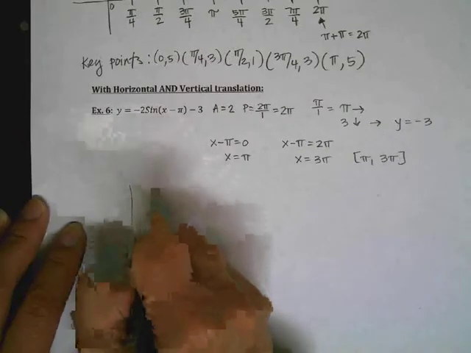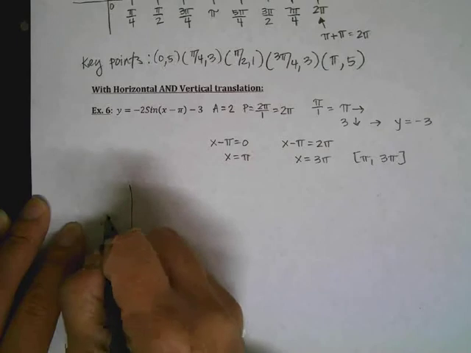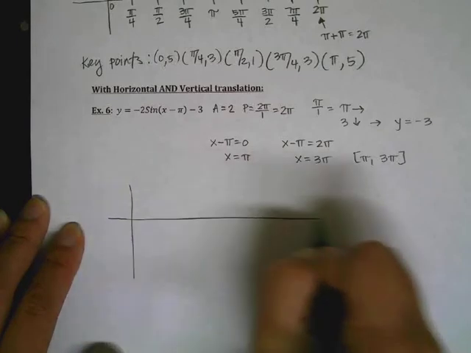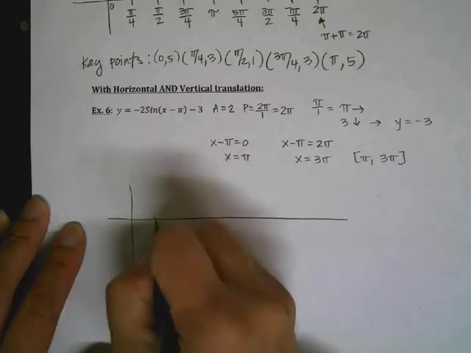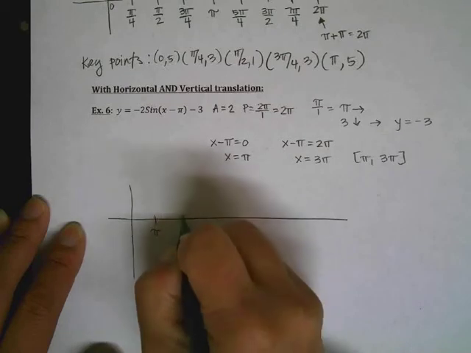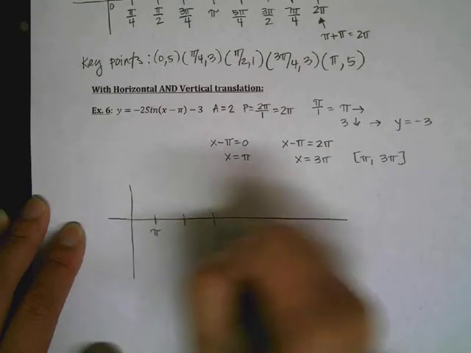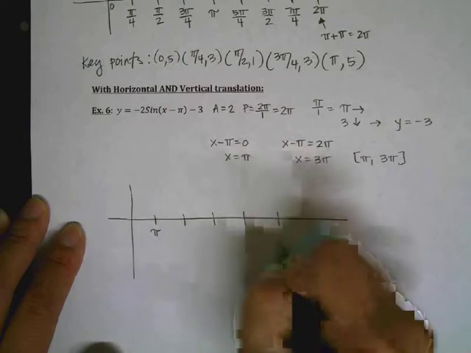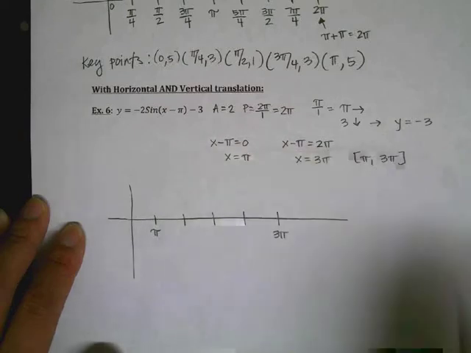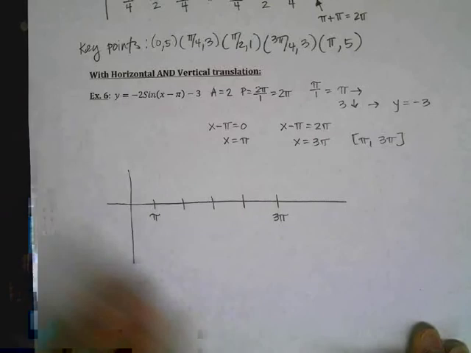So here's our graph. Now we're trying to make it big enough and spread it out. So it's going to start at pi, 4 parts, 1, 2, 3, 4, end at 3 pi. Split up into your parts.